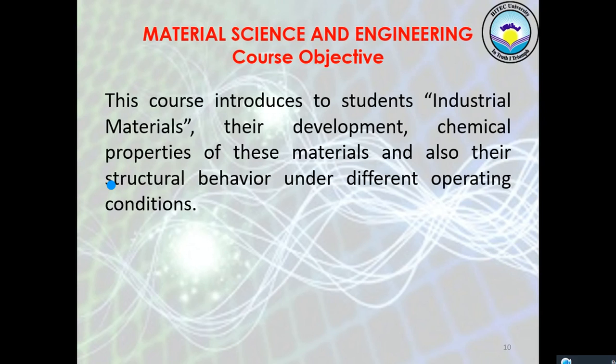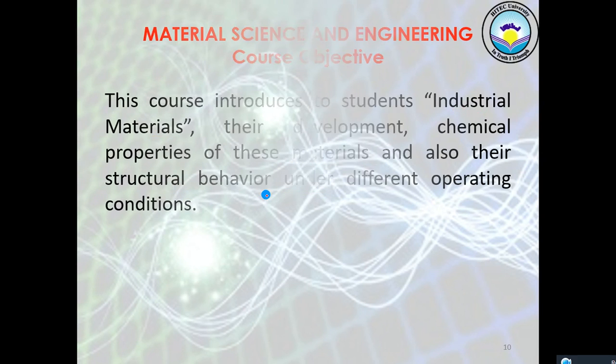So this was the course objective of industrial materials. We will look into the different industrial materials, their development, chemical properties, and also the structural behavior, as we discussed in detail in the previous class.